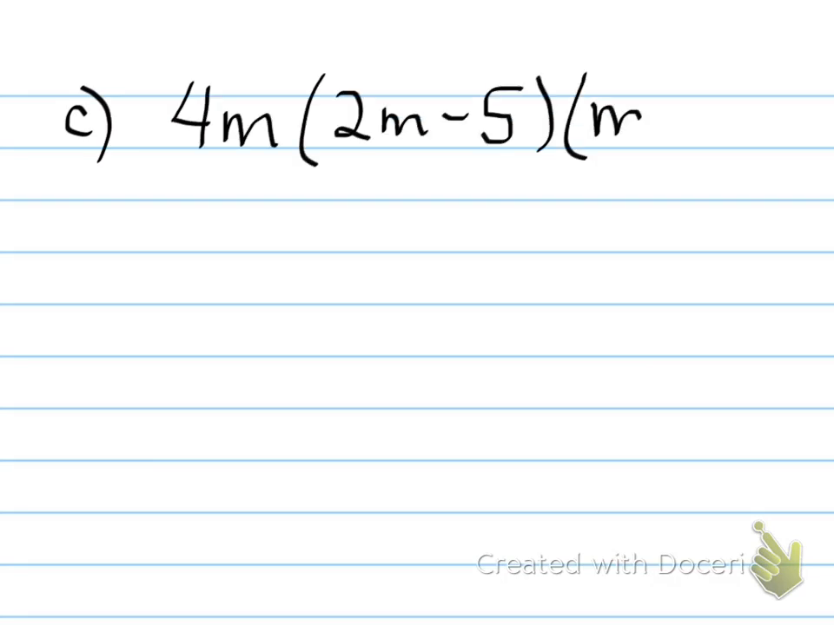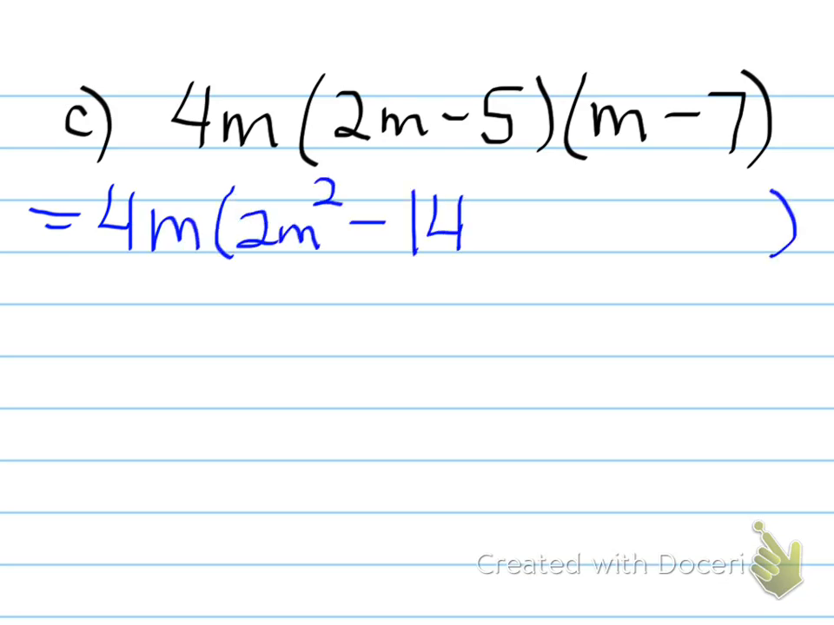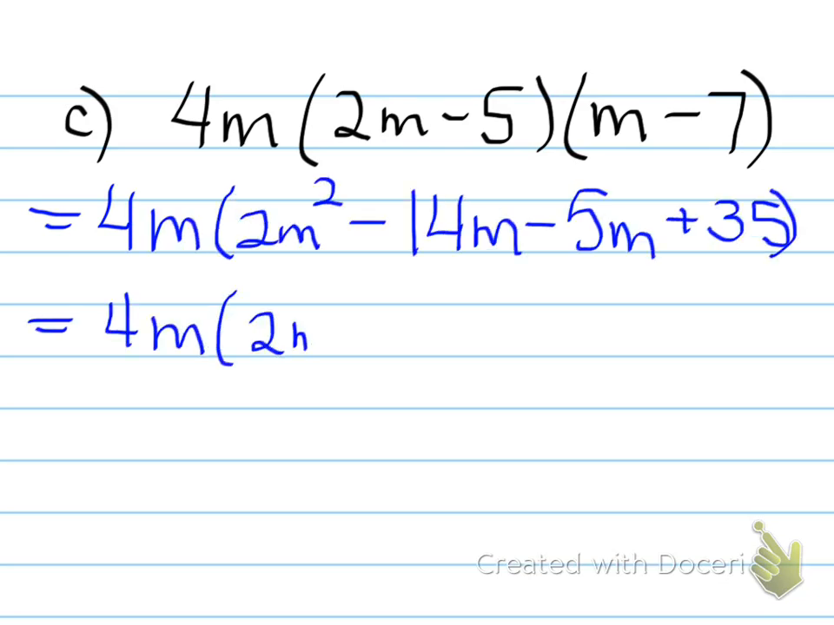What about 4m times 2m minus 5 times m minus 7? What do we do here? Well, hopefully you're thinking, yes, that's right. We have to expand these inner two sets of brackets first before we multiply 4m out. So we get 4m times 2m squared minus 14m minus 5m plus 35. So that's expanding again. And then minus 14m minus 5m is minus 19m. And once we collect those like terms, we can now multiply out that 4m.